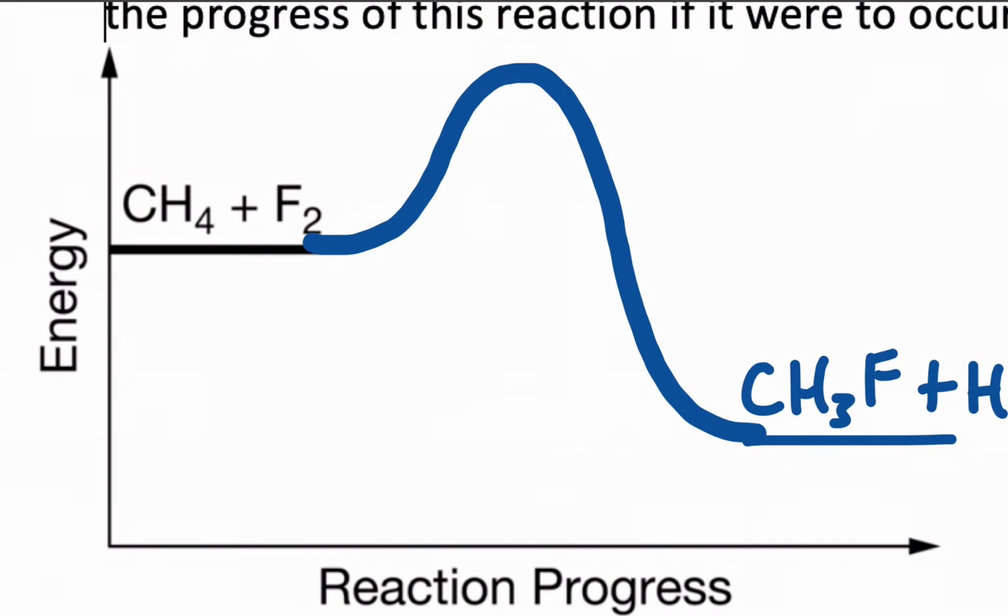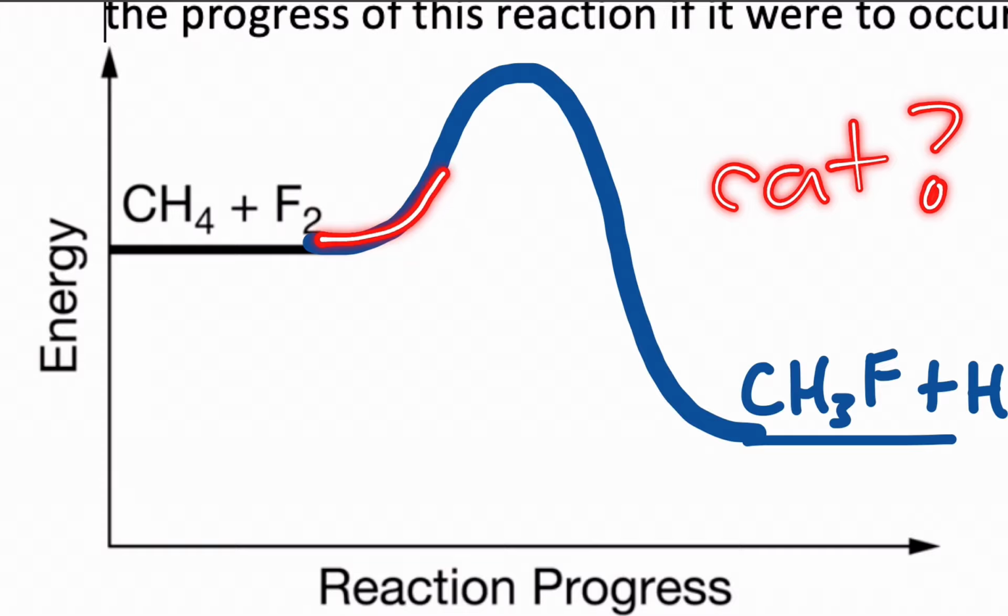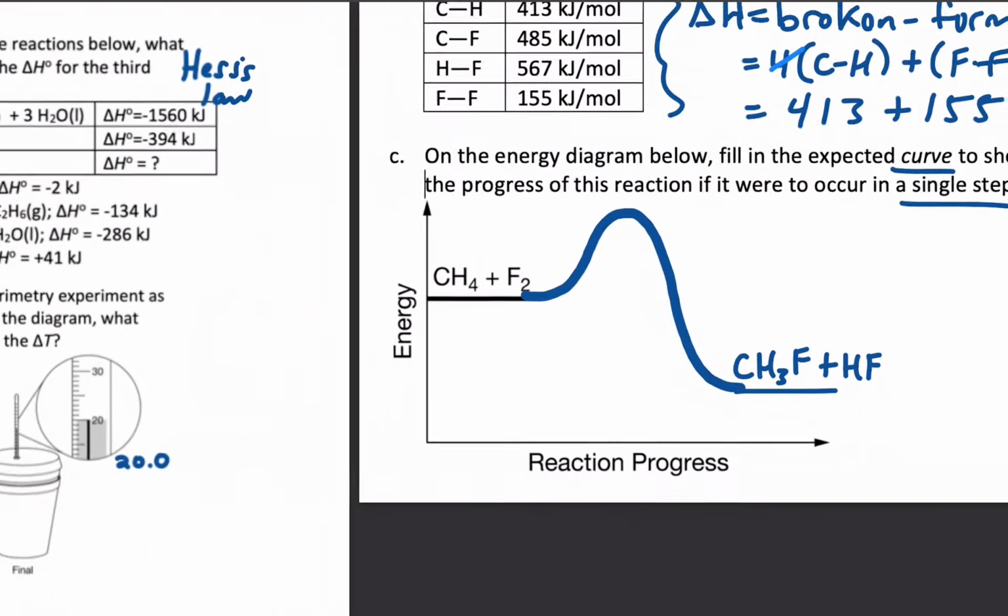Just as a follow-up, remember there's your activation energy, they didn't ask for it. If this was endothermic, it would have some activation energy and then end higher. The transition state is always going to be the highest point on your graph. And if it was a catalyst, then you would have a multi-step process that would actually have 2 activation energies, but you would start and end at the same spot.